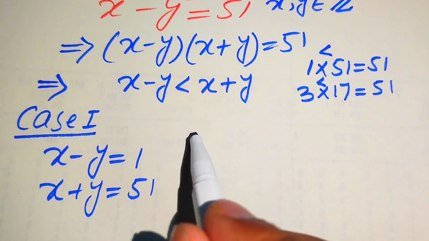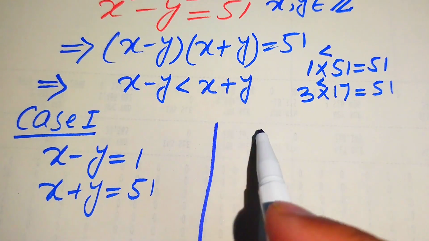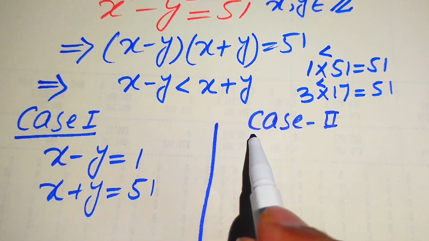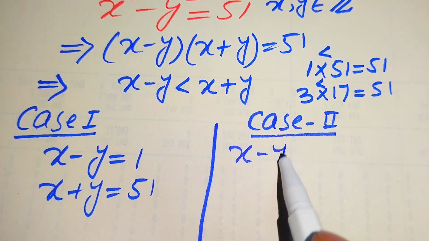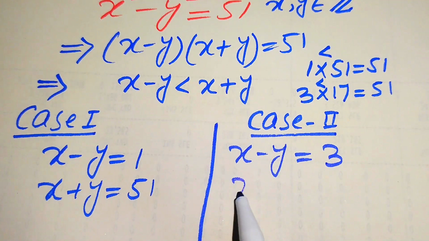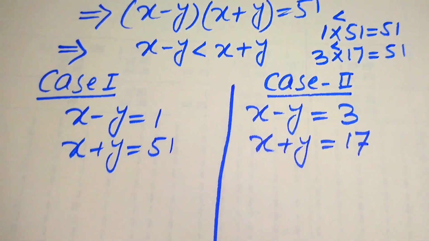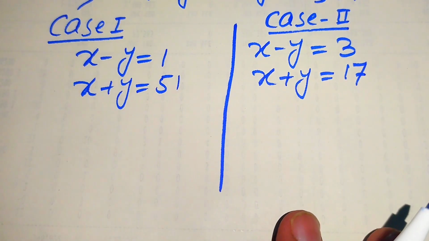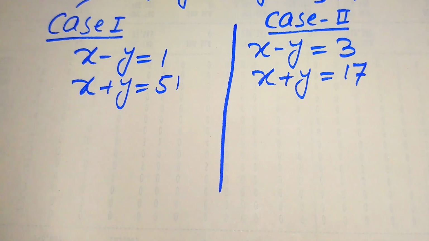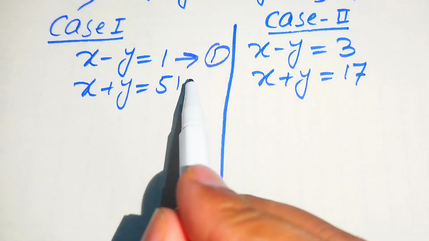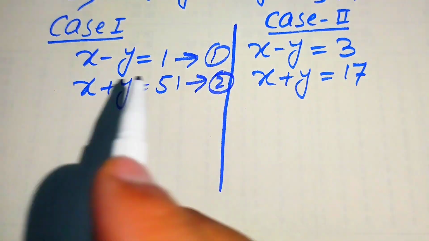So this is our first case, and in parallel we write our second case. And in the second case we compare x minus y is equals to 3 and x plus y is equals to 17. And in the next step we need to solve both of these two cases, and we easily get the values of x and y. And here we call this our equation number 1 and this our equation number 2.